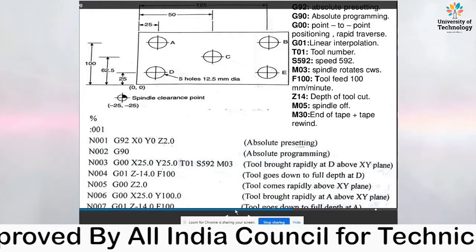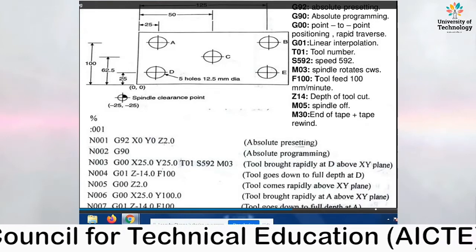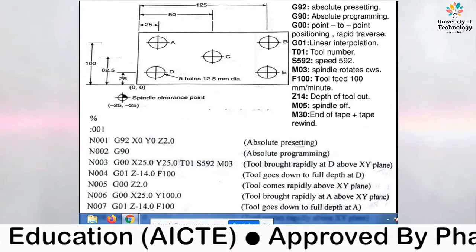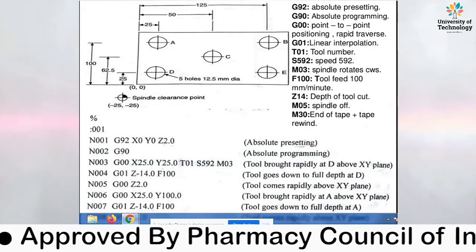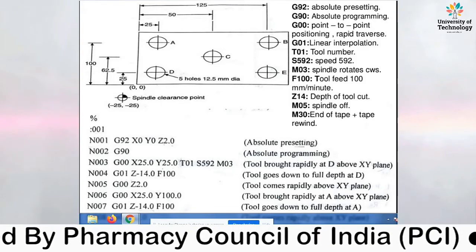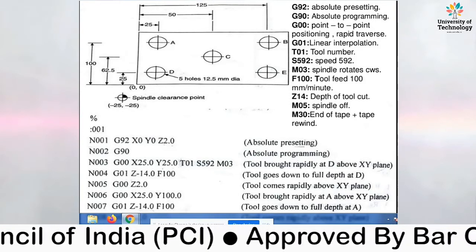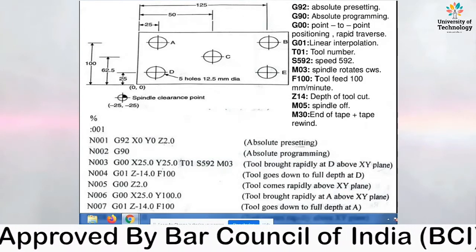N007, again G01, the linear traverse, and Z-14, and F100. The tool goes down to full depth at A.